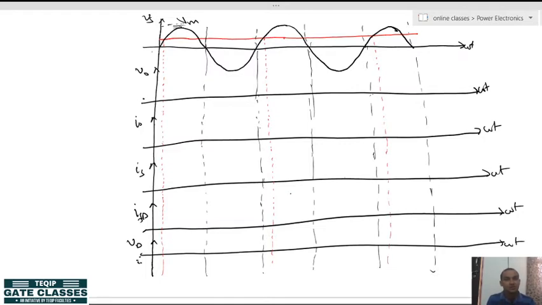All right. So, we know that we are talking about instant to instant. This is 0. Let us say this is alpha dash, where alpha dash is that point when source voltage and battery EMF becomes equal. This is pi, this is 2 pi, this is 2 pi plus alpha dash, this is 3 pi, this is 4 pi, and this is 4 pi plus alpha dash, 5 pi, and so on.